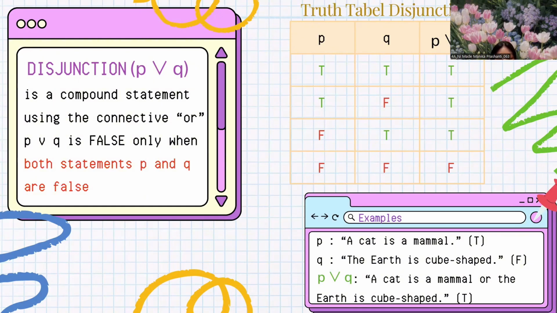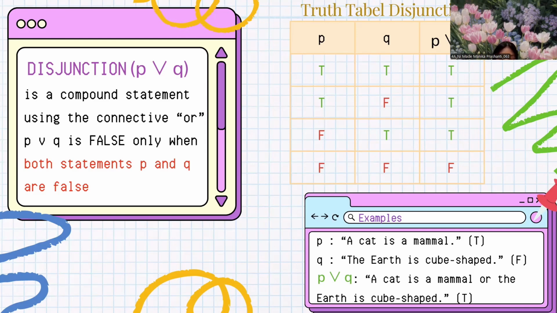Let's look at the truth table. The last row, false or false. This is the only failing state. If both parts are false, the whole statement is false. Look at the example.